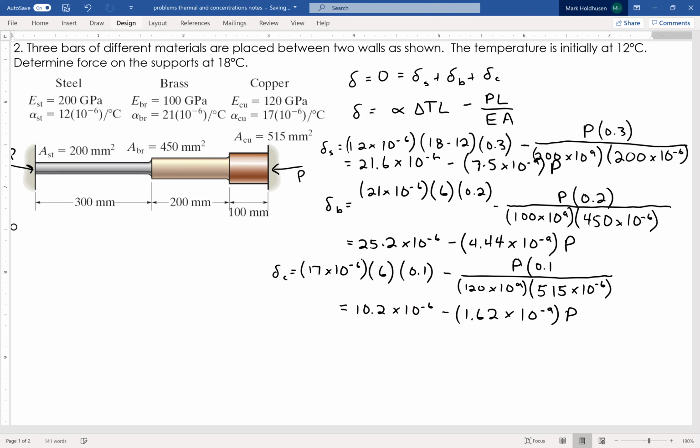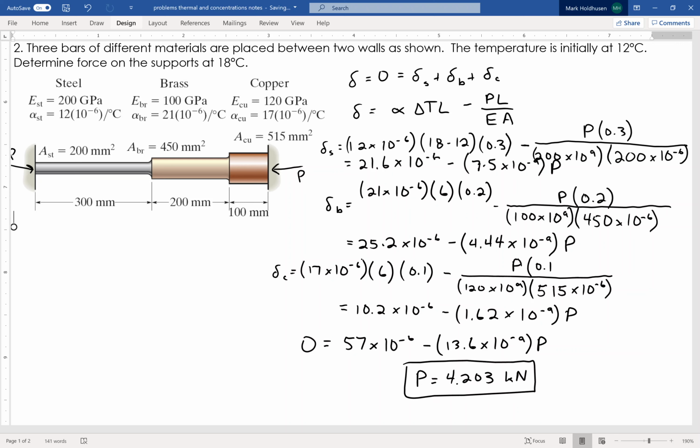Now again, adding these all up, I find that 0 equals, and this is where that gets, so if I add up the 21.6, the 25.2, the 10.2, I get 57 times 10 to the minus 6. And then if I add up those P's, the 7.5, the 4.44, the 1.62, that's going to be minus 13.6 times 10 to the negative 9 times P. Solving this for P, I get that the force is 4.203 kilonewtons.